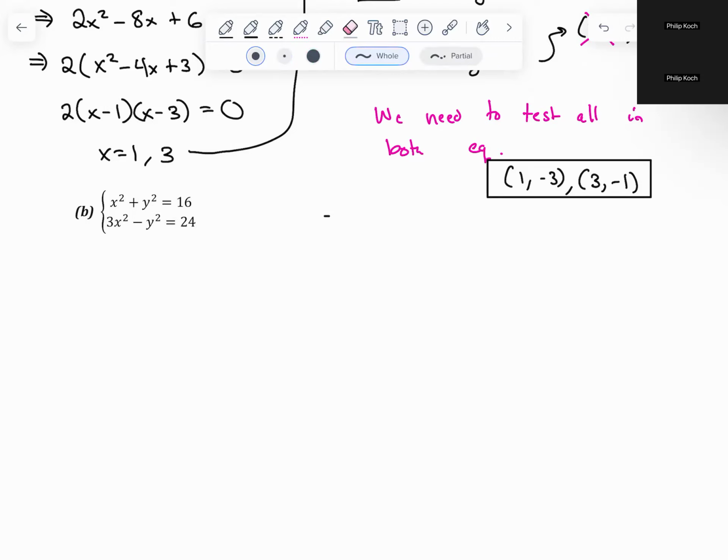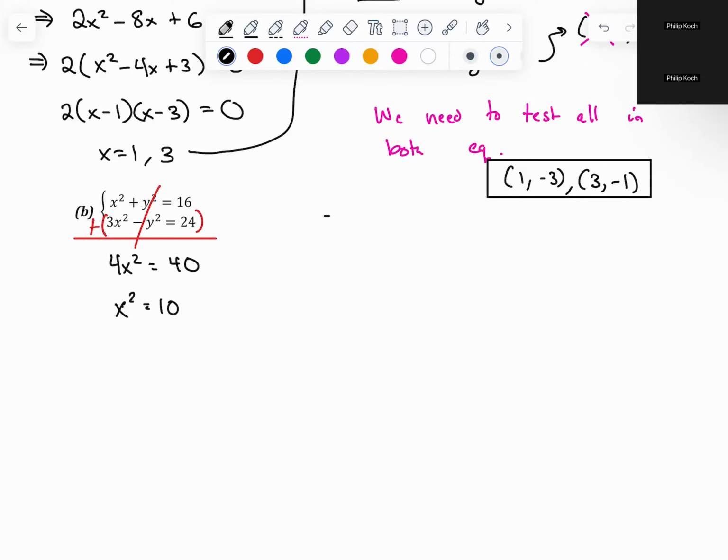We'll just add these 2 equations together immediately. The y squareds cancel. We get 4x squared is equal to 40. That gives us that x squared is equal to 10. And that means that x is equal to plus or minus the square root of 10 by the square root property.